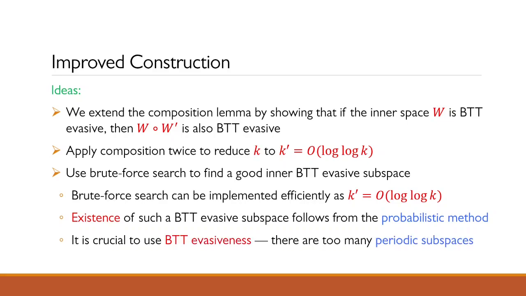And I want to remark that the existence of such a BTT evasive subspace crucially uses the fact that we are working with BTT subspaces instead of periodic subspaces. Because if we work with periodic subspaces, then the probabilistic method would not imply the existence of a good subspace that is evasive against all periodic subspaces, because there are too many periodic subspaces. But there are not too many BTT subspaces, so the probabilistic method works well in our case. Okay, so this is a sketch of our construction and its analysis.